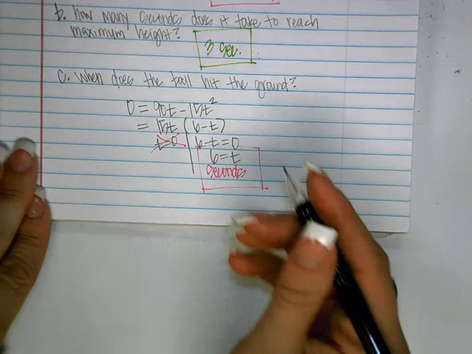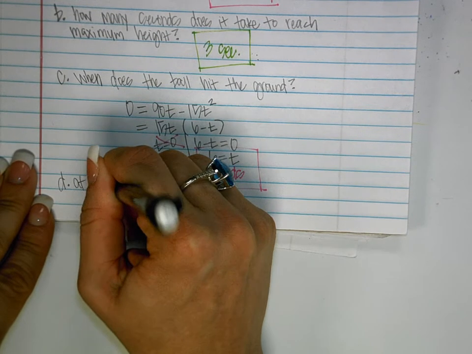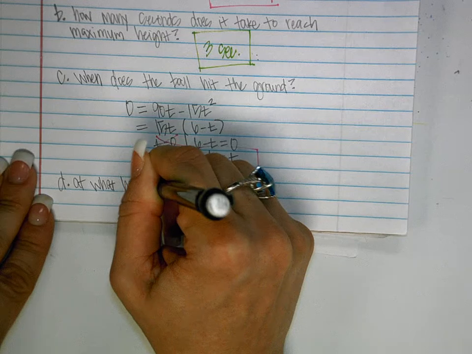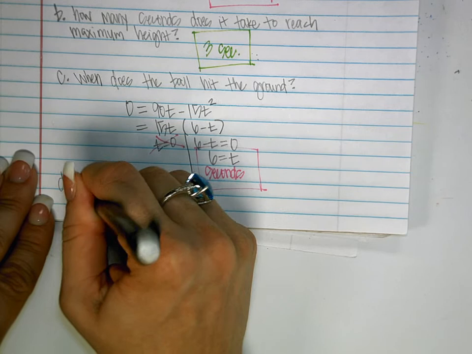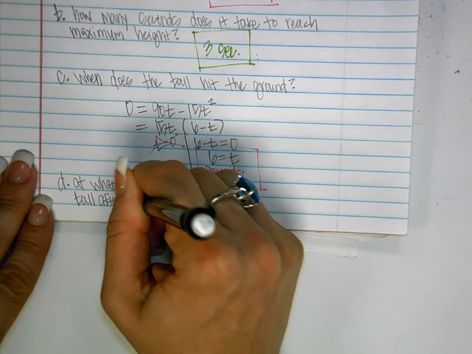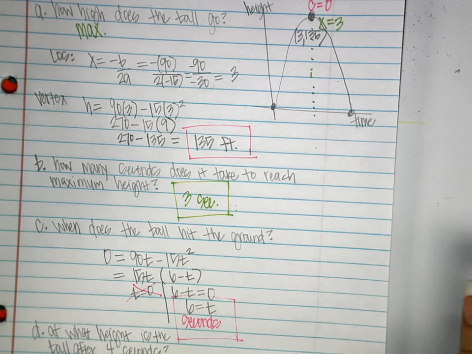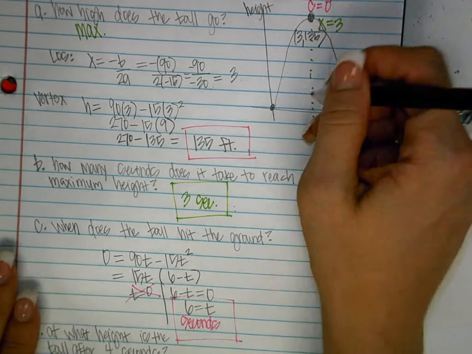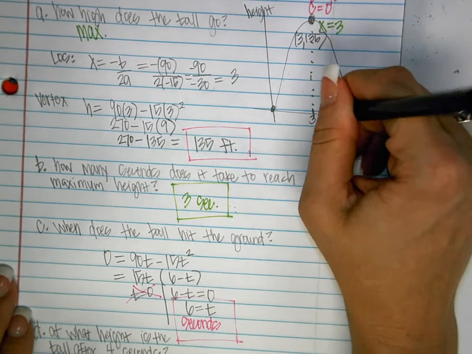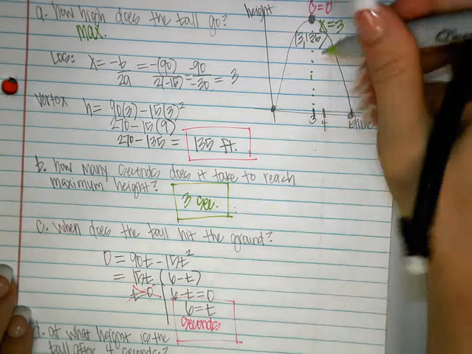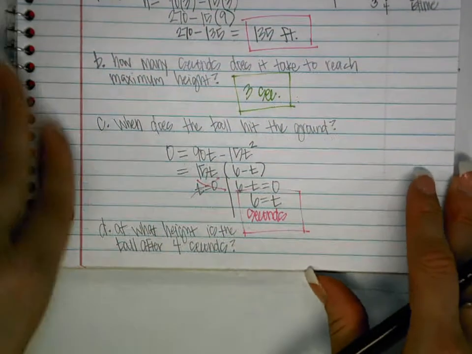Now, there is also a D portion here. The D portion is, I want to know at what height is the ball after 4 seconds? So essentially, I want to know if this is 3 here. We said that was 3. This is 6. I want to know, where is it at 4? At what height is it at 4? How could you do that? Plug in. Okay? Plug into your equation.